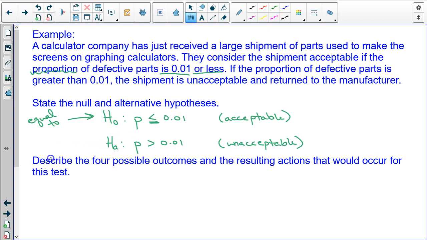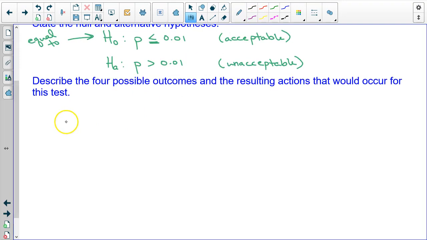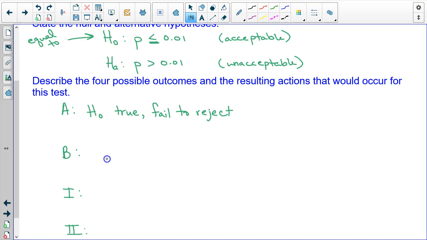Okay. So now we're going to describe the 4 possible outcomes and then the resulting actions. Okay? So what I was saying to you a while ago, this is what I do for myself. I write what type A is, and then I leave some room so I can write what the actual results are, right? And then I write what type B decision is, type 1 error, and type 2 error. So a type A decision is when the null is true and we fail to reject it. That's a good thing. A type B decision, the null is false and we reject it. That's good, right?